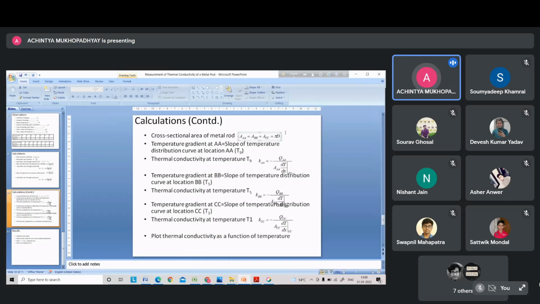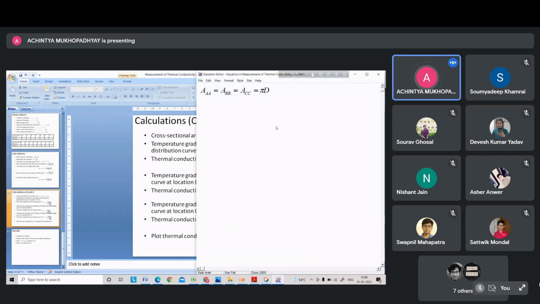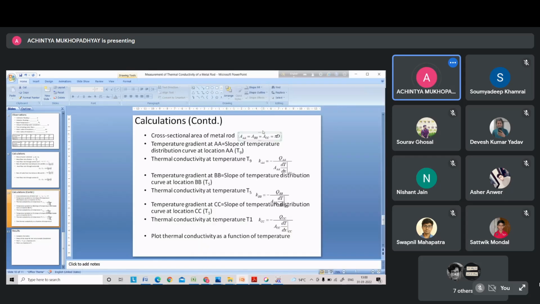So this should be pi d square by 4. Okay, so I'll just note the correction. This should be pi d square by 4. Okay, the cross sectional area of the metal rod.